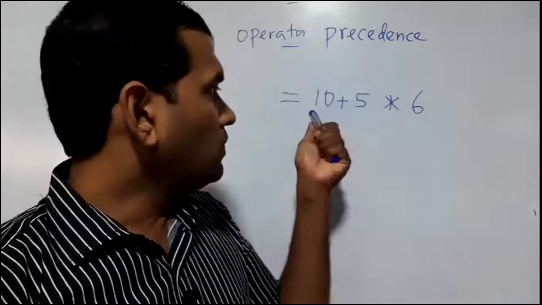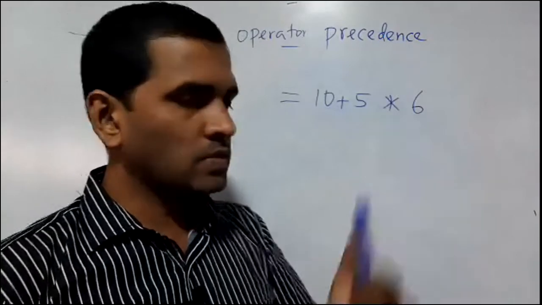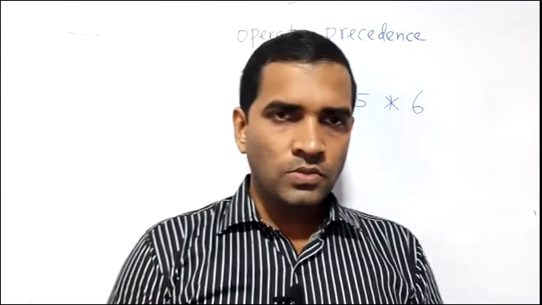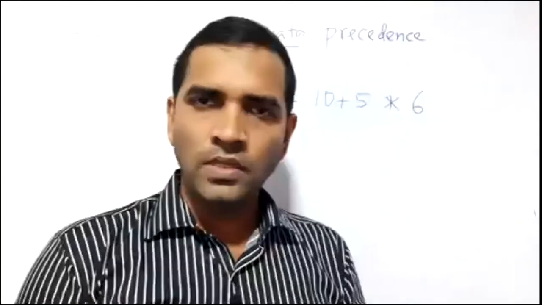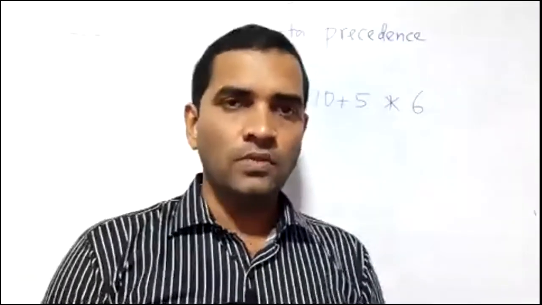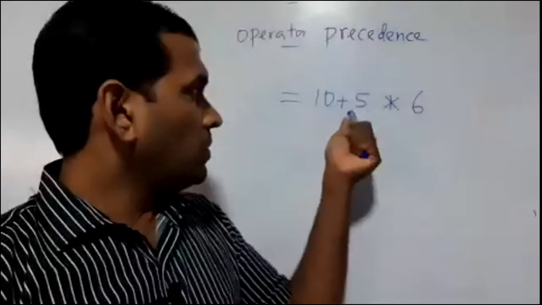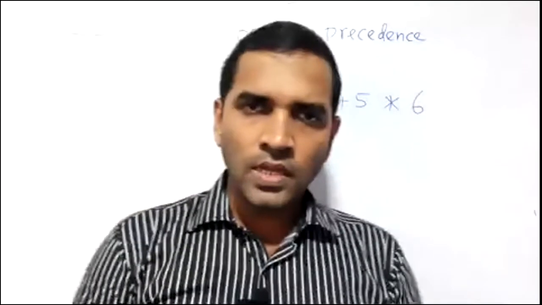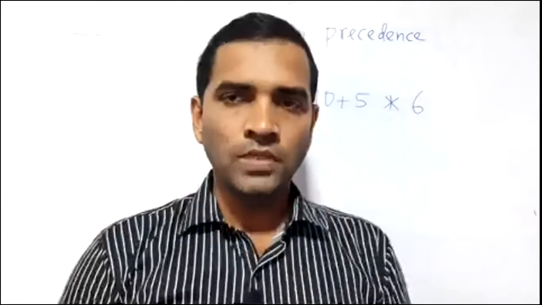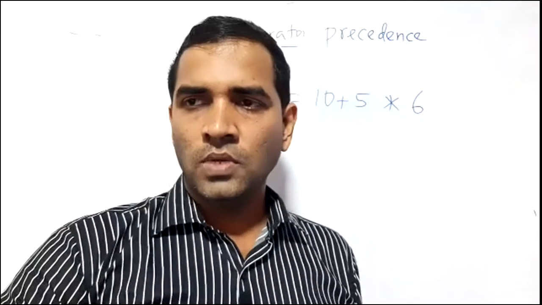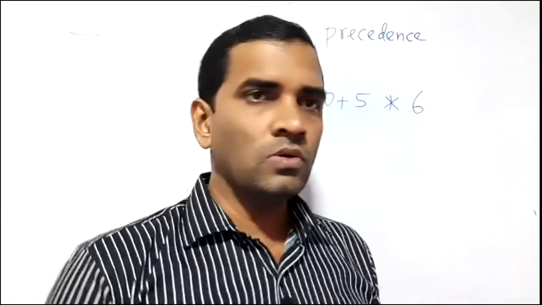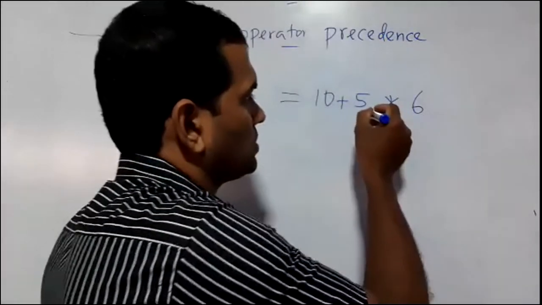Okay. So 10 plus 5 asterisk 6. So you have two operators in this expression. Or even I can call this a formula. In this formula, we have plus and asterisk. As we all know, asterisk has the domination, right? Asterisk has the highest priority, because it's a multiplication, right? So we have to do the multiplication first.